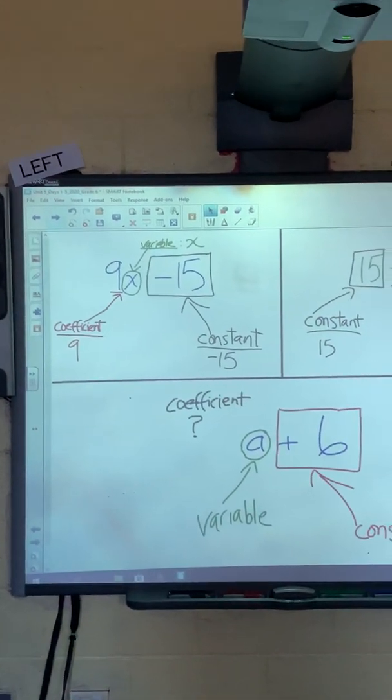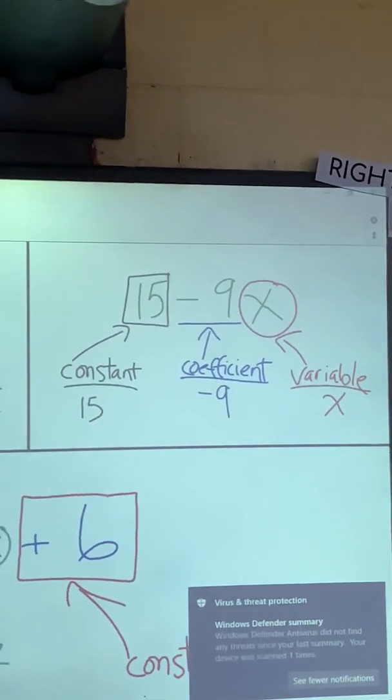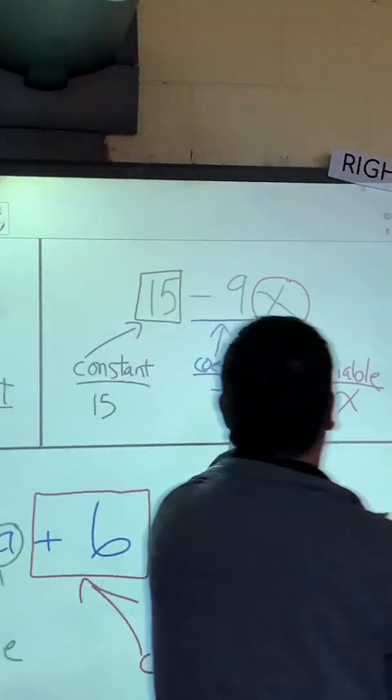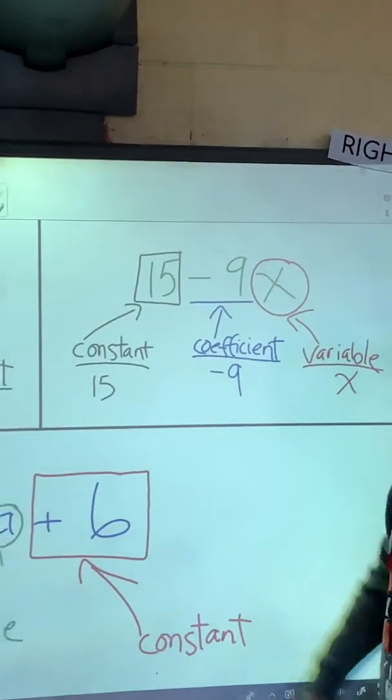The one on the top right, it does not matter where the variable or where the coefficient is. In this case, it's second. It doesn't matter. The coefficient is negative 9, the variable is x, the constant is 15.